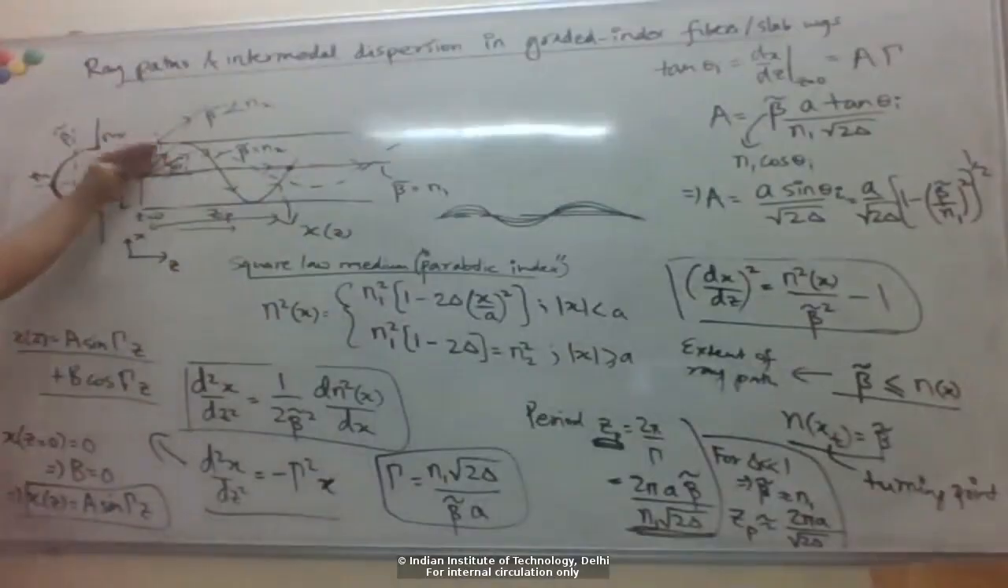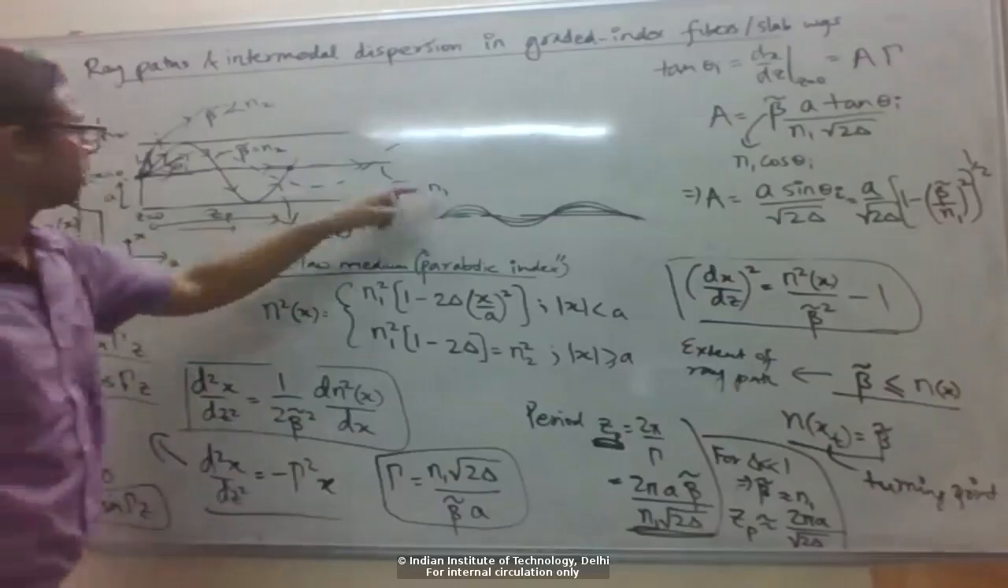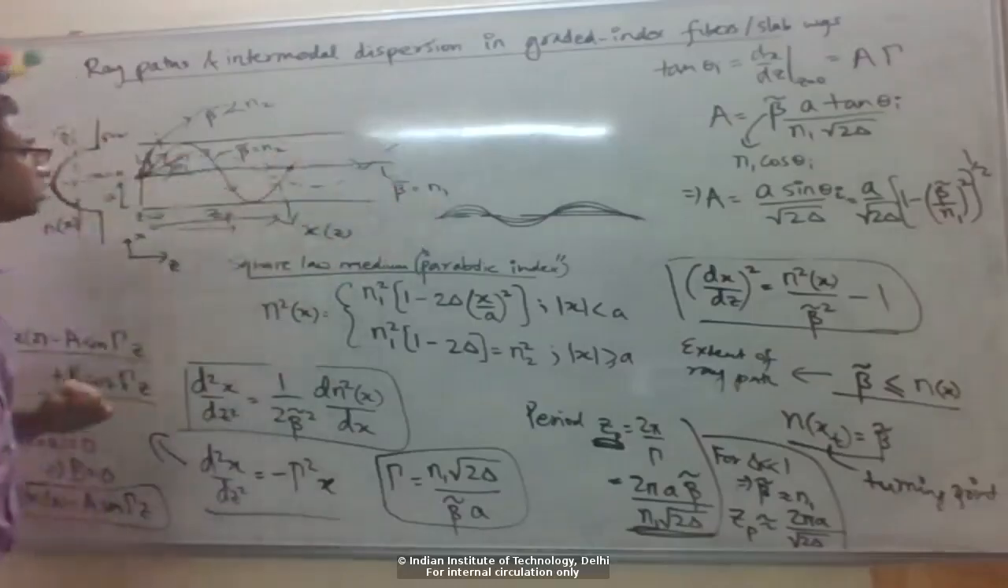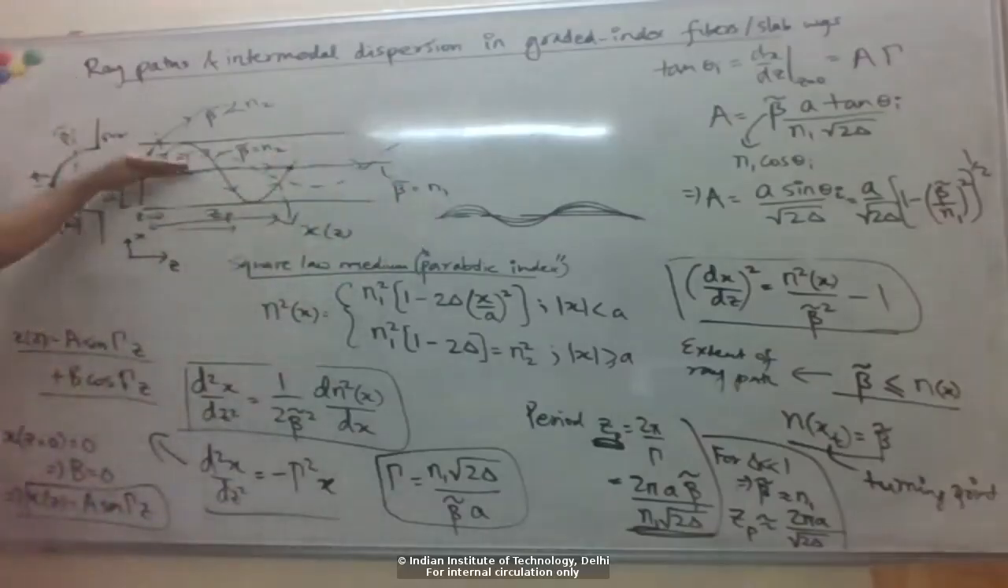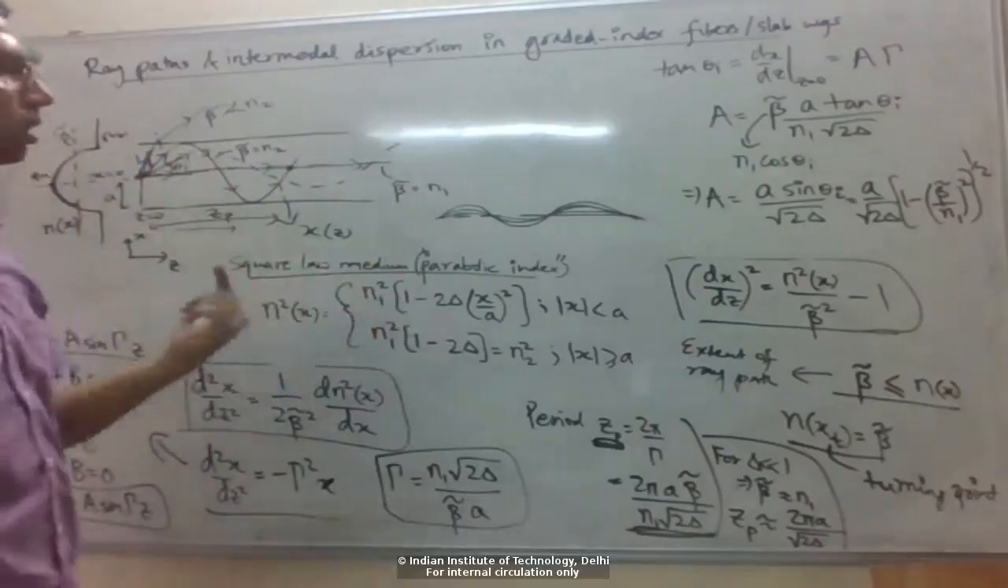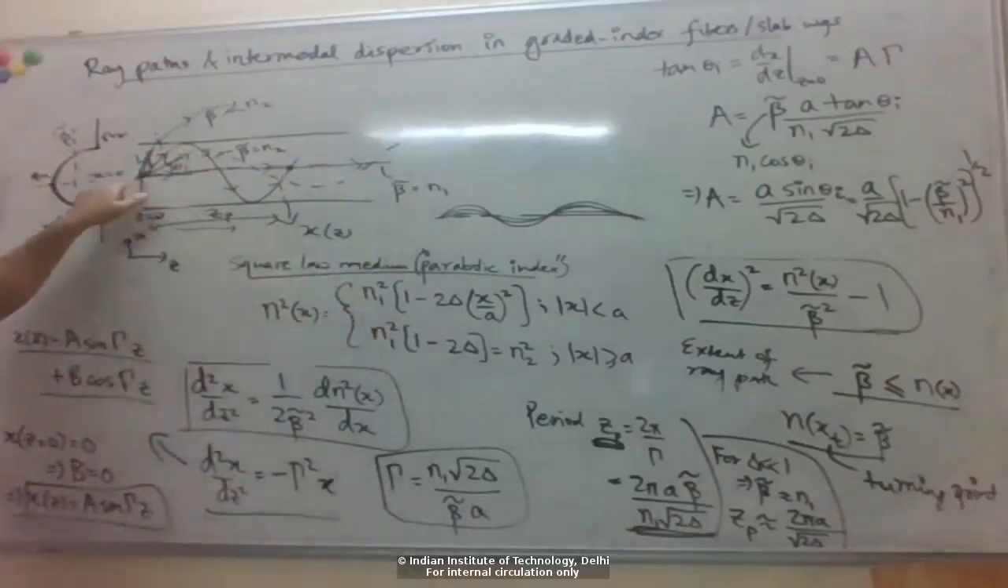Right. So as I change theta I, I'm varying beta tilde. If theta I is 0, then beta tilde is equal to n1. As I increase theta I, beta tilde goes down because beta tilde is, as we saw, n times cosine theta, so n1 times cosine theta I. That's less than n1. So as I keep increasing this, beta tilde keeps going down.